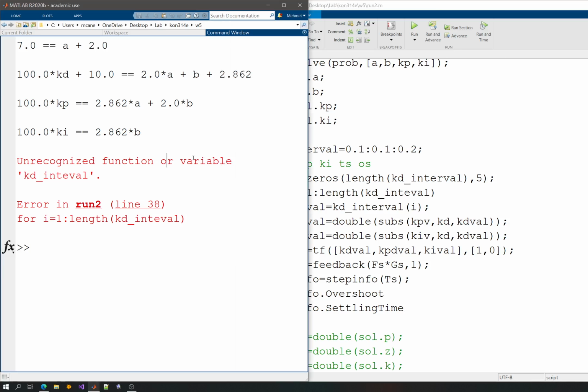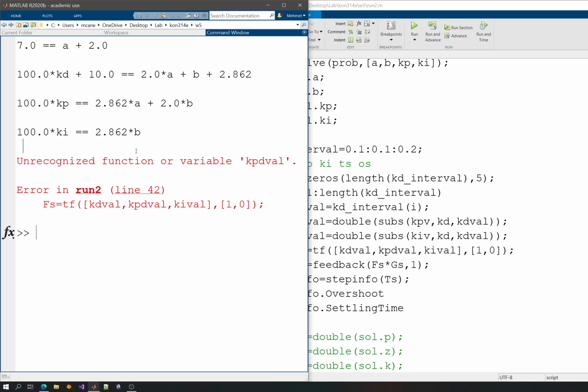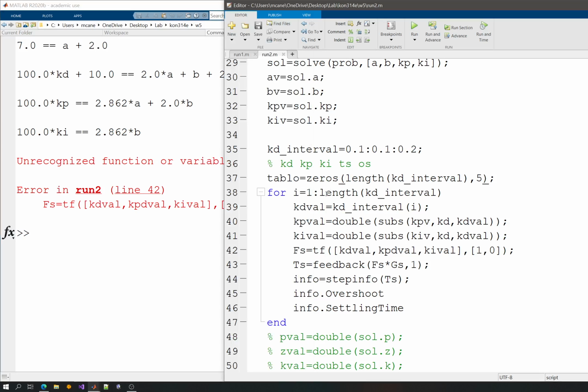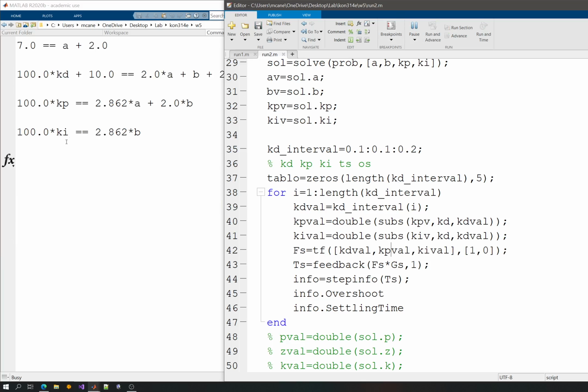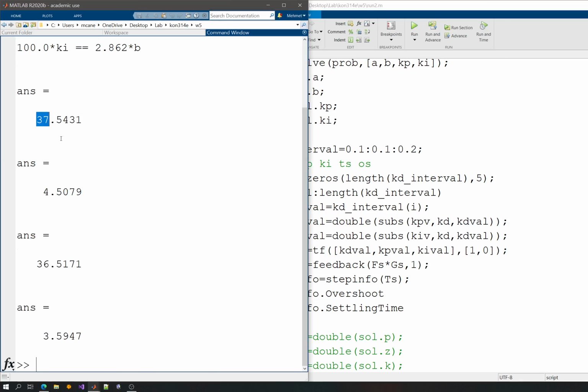Unrecognized function or variable KD interval. So, line 38. Interval. Okay. Spelling error. KD val, what's happening there? KD val, KP val, KI val. Spelling errors are annoying.